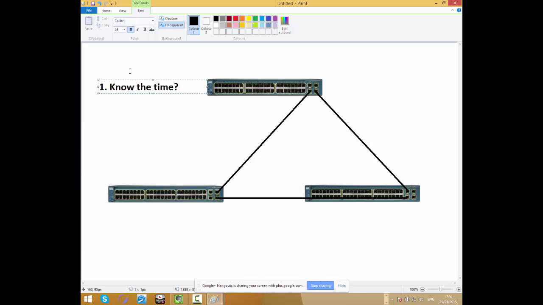How does spanning tree go about preventing loops at layer 2? What's the process that it goes through? Yes, Ferenc, Powell is making a point also. Powell says it blocks one port, okay? Yep. So any other idea?